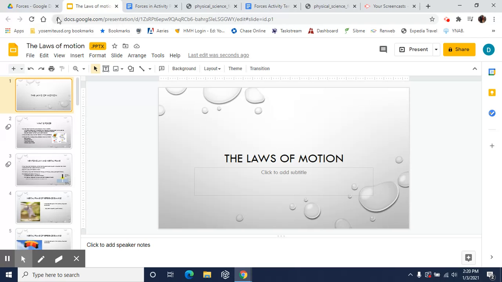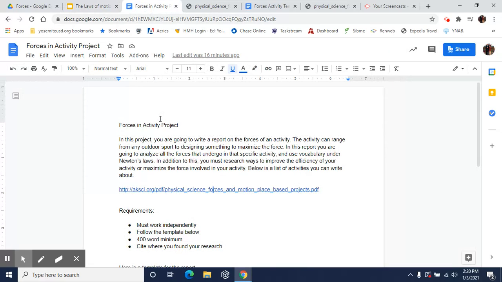And at the end of this unit, I have a little project for you. This project consists of you writing a report on the forces of a particular activity. Now, this activity can range from an outdoor sport to you designing a prototype or an object to maximize a particular force. So it could be really any type of activity. You're just going to be writing a written report or a research report on that particular assignment.